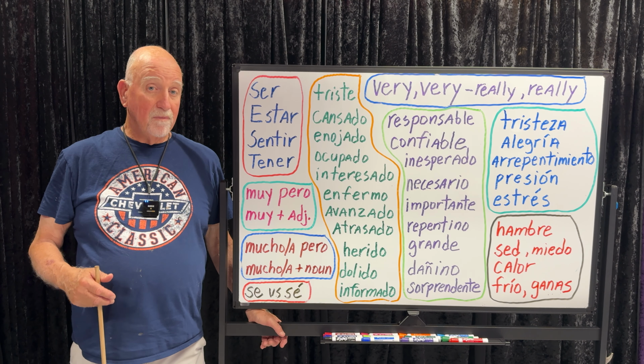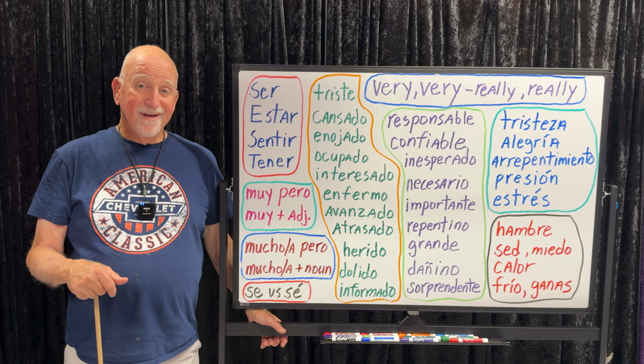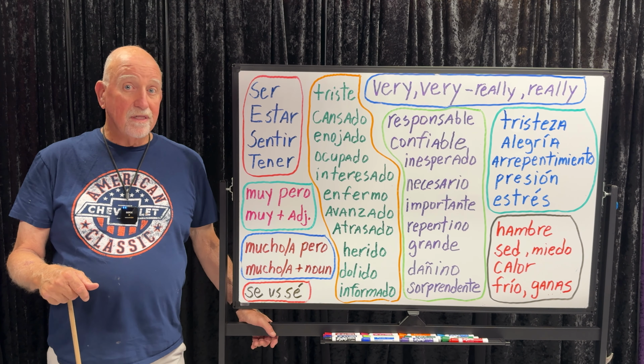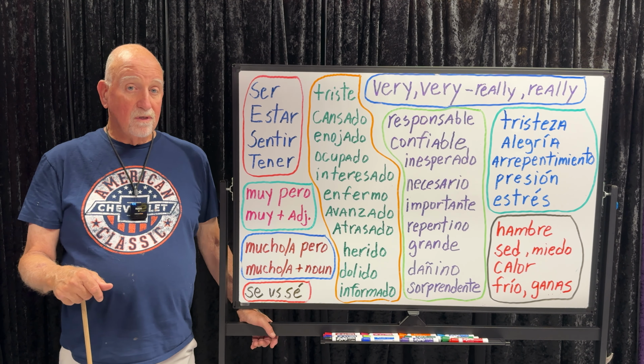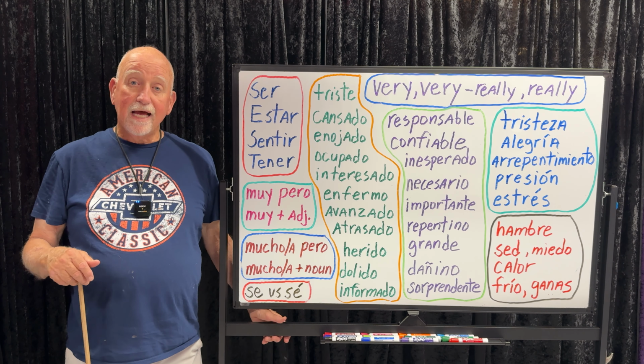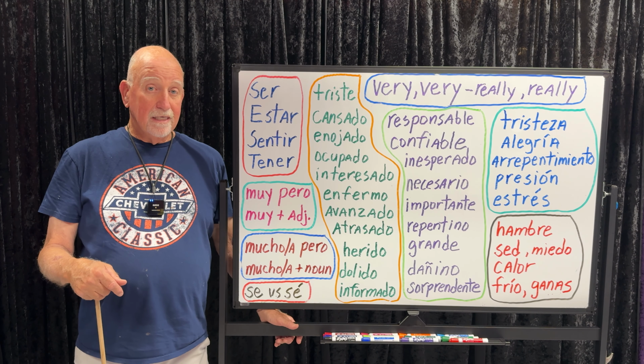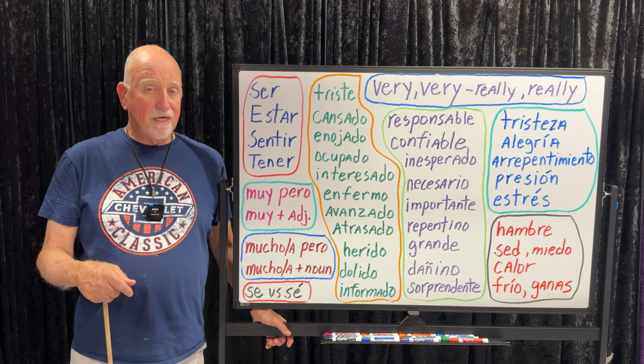Literally, I feel a lot, a whole lot of sadness. In other words, I feel really, really sad. Siento mucha, pero mucha tristeza. Alegría is happiness. So we would say, I feel really, really happy. Siento mucha, pero mucha alegría.